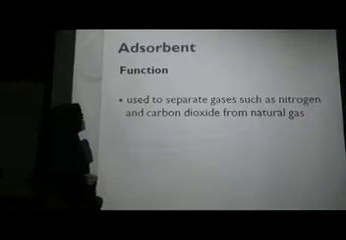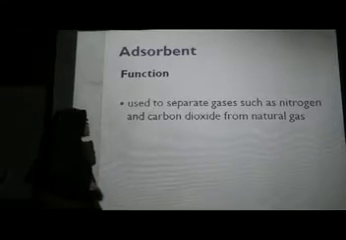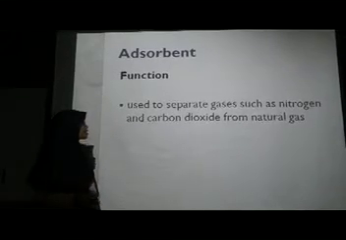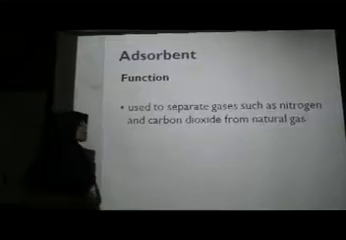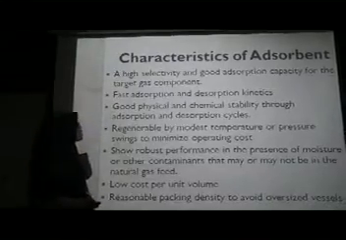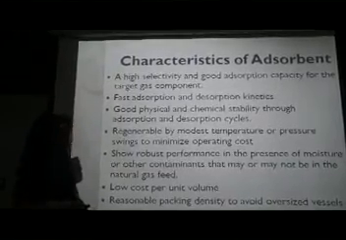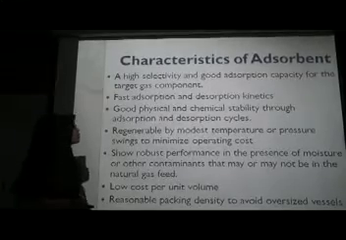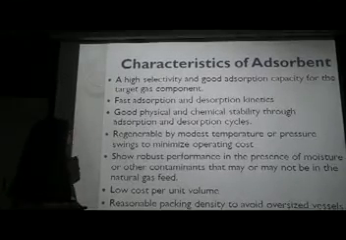Then I will present about adsorbent. The function of an adsorbent is to separate gases such as nitrogen and carbon dioxide from natural gas. Next, characteristics of adsorbent. First, a high selectivity and adsorbent capacity for the target gas components.